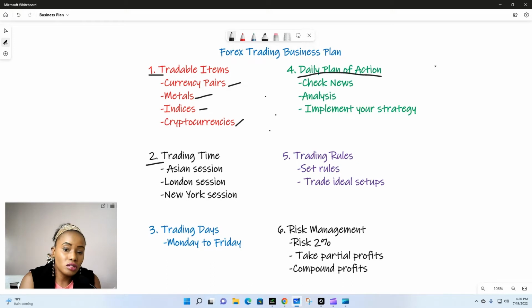News affects your tradable item. If you're trading a USD pair, then you know what to do. So having fundamentals at hand will influence your decisions during your trading session. It will tell you where the price is at, what you are looking at, what your projection is, and whether you are looking to buy or to sell, depending on what is happening.